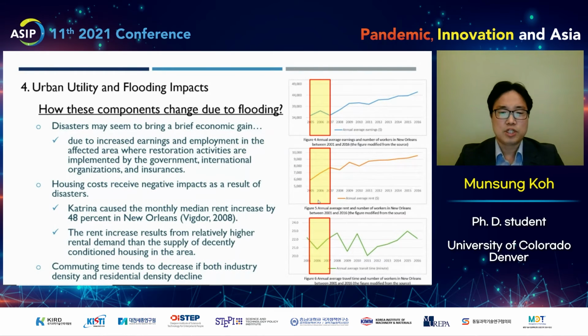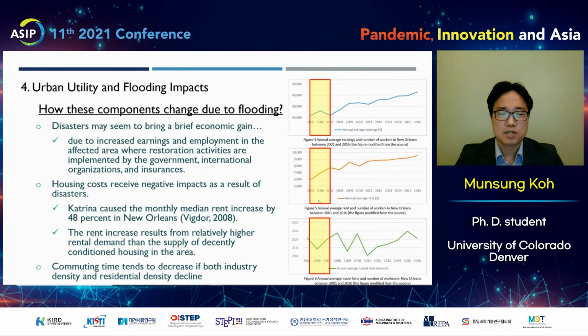So how do these components change as a result of flooding? Well, I'm going to give you brief data. It's not a data analysis, but I'm going to show some examples in the case of New Orleans as a result of Hurricane Katrina. To begin with, disasters may seem to bring a brief economic gain. This is speaking to the earning level. In Hurricane Katrina, there was a brief increase of earnings. As you see in the first graph on the top, between 2005 and 6, there was a brief increase of earnings, incomes. There's a reason for that.